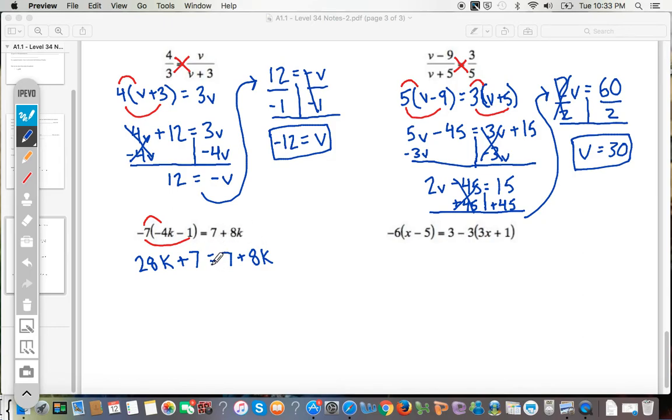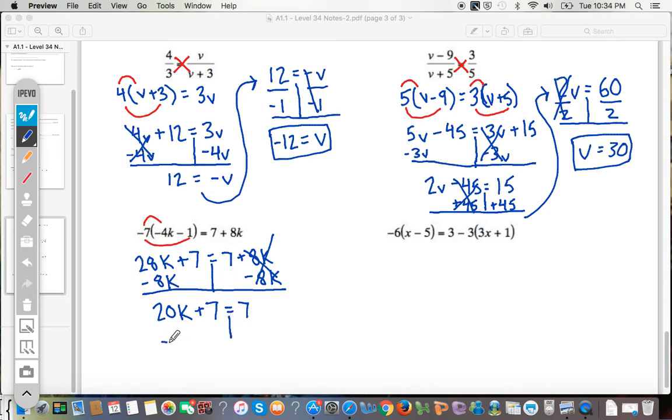So for this one, I'll bring all my k's over to the left side. So I'll make my t-chart, subtract 8k over here, and subtract 8k over here. 8k's cancel on the right side. So over here I have 28k minus 8k. So for that we have 20k. And of course I have this plus 7 that'll just drop down, equals 7. And that 7 comes from right over here.